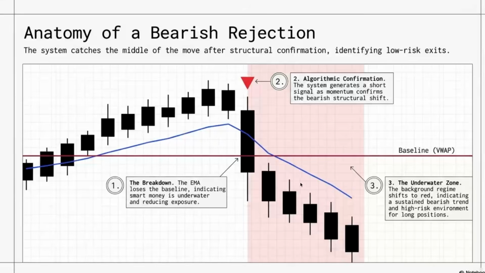Because there's going to be some buying there, so you possibly can see a reversal, but that would be the underwater zone, right? So by shifting to red, it's just indicating the sustained bearish trend and the high risk environment for any type of long position.